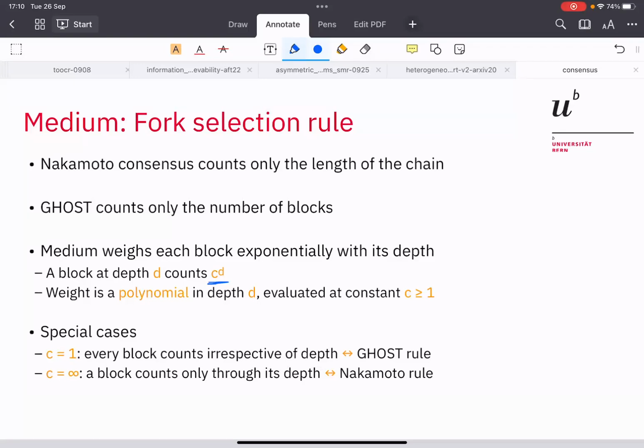And counting the number of nodes is what the Ghost rule would give. And if we set this constant to arbitrarily large, to infinity, then we get the Nakamoto rule. So indeed, we now have a parameter we can tune between the Ghost and the Nakamoto rule.